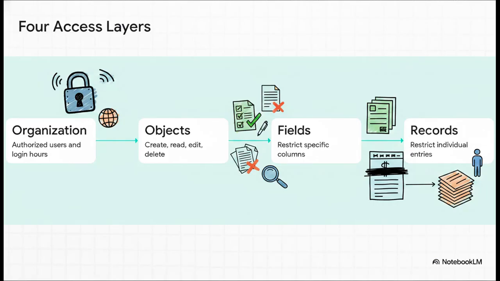To stop something like a hiring interviewer from accidentally deleting a job application, or worse, viewing sensitive social security numbers, we apply these 4 sequential layers. First up, you secure the organization level with login hours and IP ranges. Then, object-level permissions say, okay, interviewers can read applications but absolutely cannot delete them. Next, field-level security hides specific data, like a candidate's required salary, from that interviewer. And finally, record-level security ensures they only see the specific applications assigned to them, not the whole company's applicant pool.